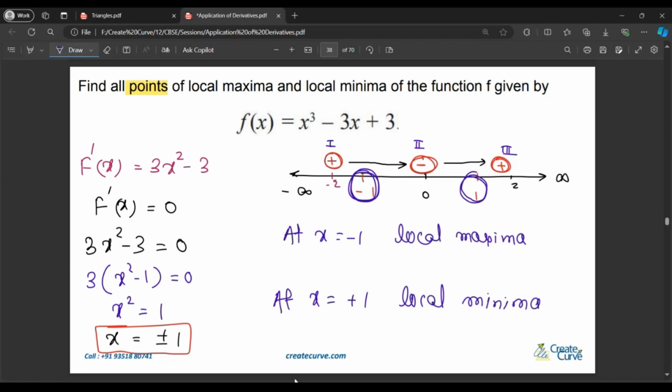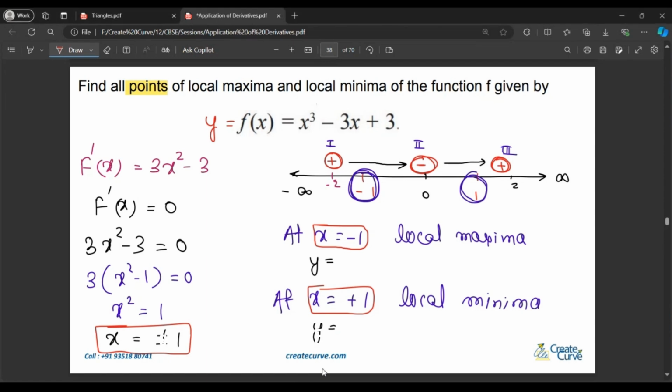And if x is minus 1, what will be the y value? Substitute here x as minus 1. Same way, substitute x as plus 1. This f(x) is basically the y value only. If we substitute x as minus 1, we will get the first coordinate, at which we get local maxima. We substitute first minus 1 in the function to get the y value, then positive 1 to get the y value. What is minus 1 cubed? Minus 3 times minus 1 will be what? Will it not be plus 3? And plus 3 is already there.